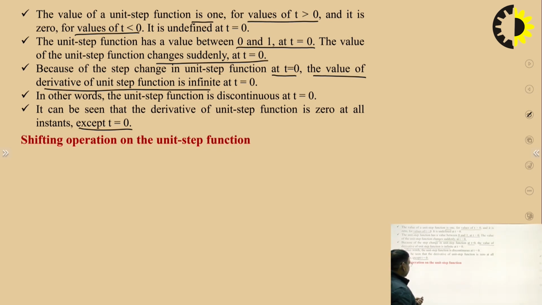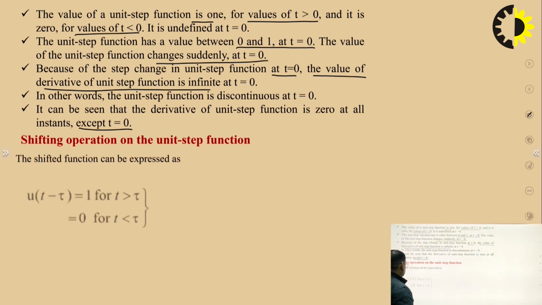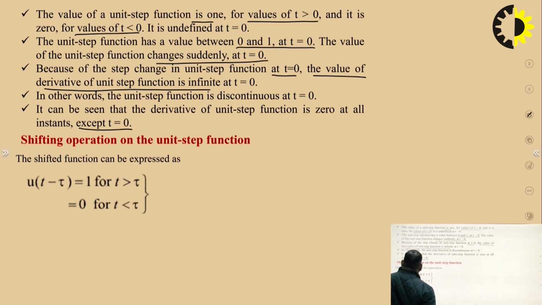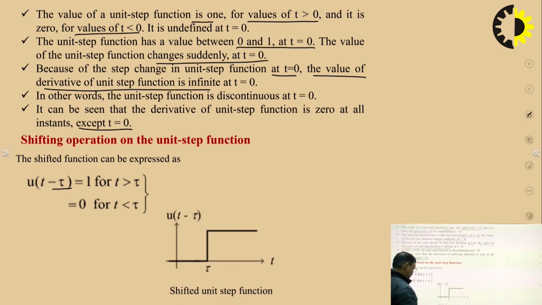Now the shifting operation of the unit step. Here we can see that this is the time tau. If we shift a unit step function, as I have explained earlier, for t greater than tau its value is 1, and for t less than tau its value is 0. So this is the time shifting.